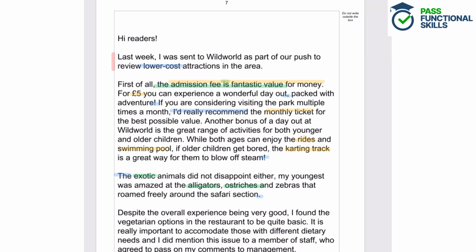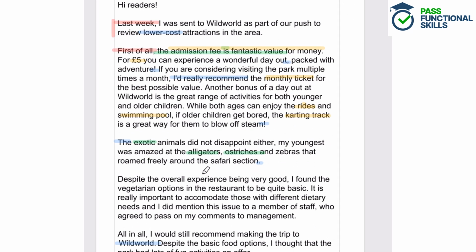Organisational features can also help you to make your answers cohesive. So remember that you need to be linking ideas together and joining everything up so that your answer flows in a logical order. The paragraphs in this answer flow in a really logical way. So the first paragraph starts by explaining what they did last week. So they went to Wild World last week, and then we've got first of all used at the start of the next paragraph to explain what happened first and the things that stuck out to them the most.